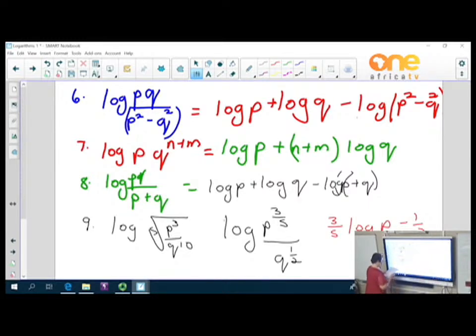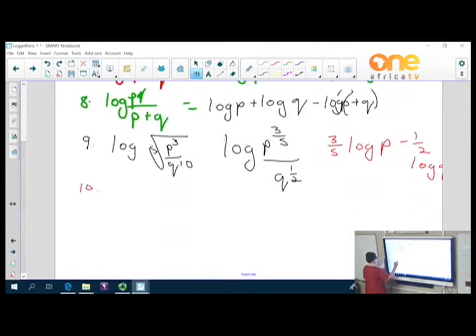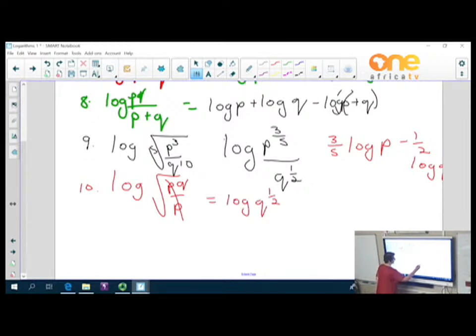And then the last one, number 10, log, it's again a square root there, PQ over P, and here those two P's can cancel out. I can do that right at the beginning. So the answer is then log Q to the power of a half, lifting the root, and then the final answer is a half log Q. So this was now writing it as separate logarithms.